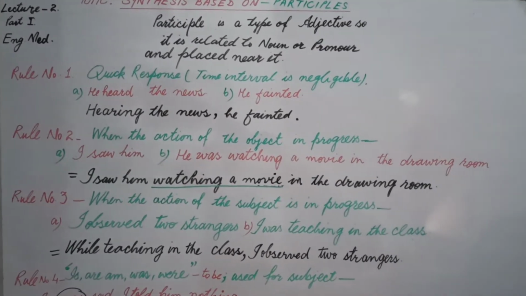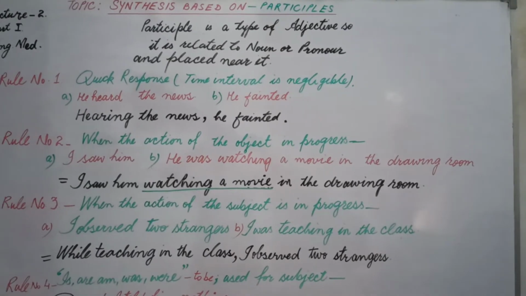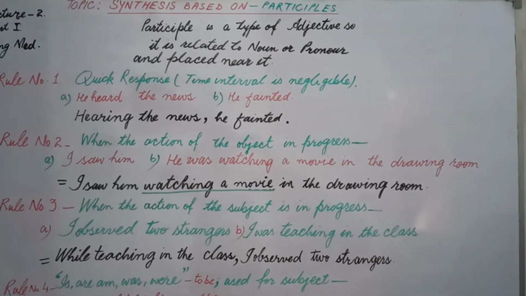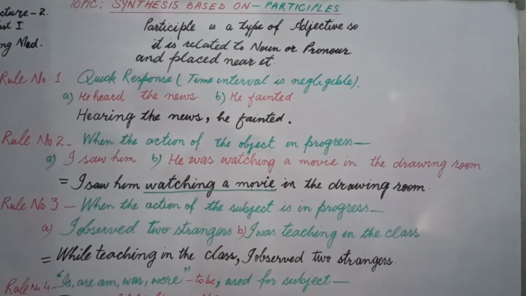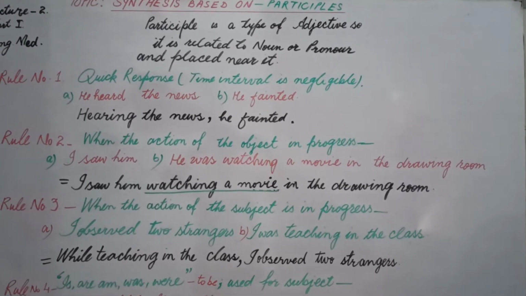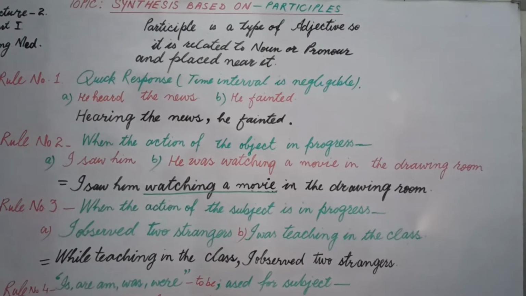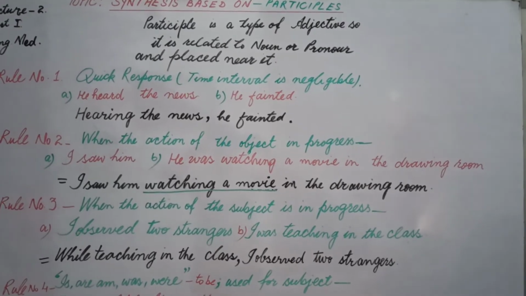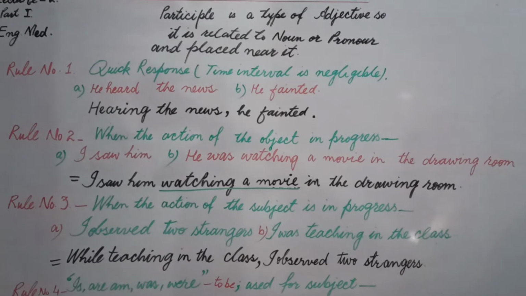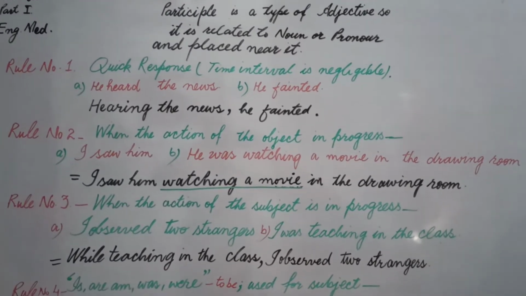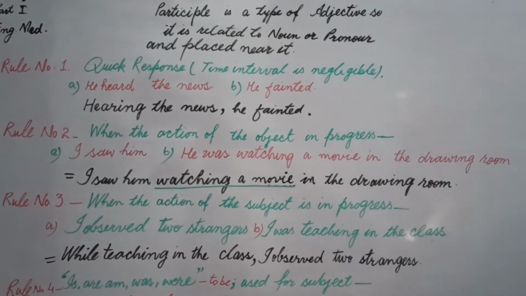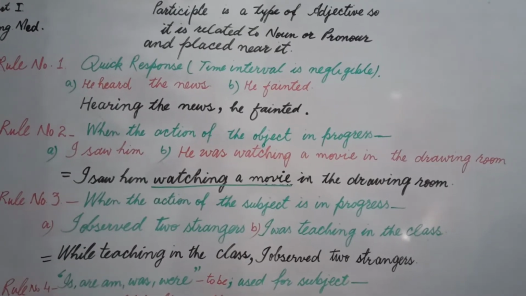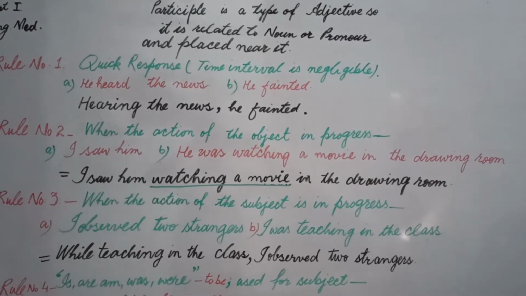Let's begin with rule number 1. I entitled this rule number 1 as quick response. Quick response means when two incidents are there and there is no gap of time, no interval of time between them. It means the first happening occurs and just after it, the second incident takes place. Let's see.